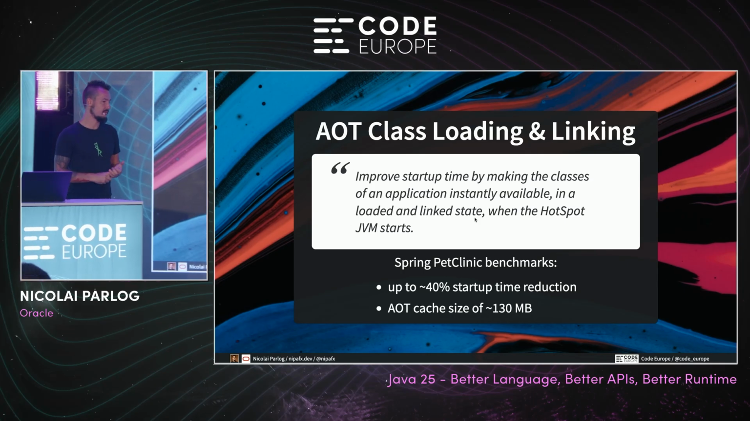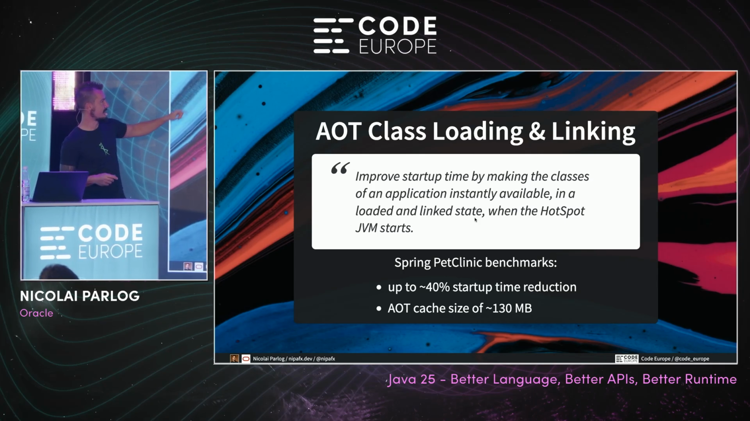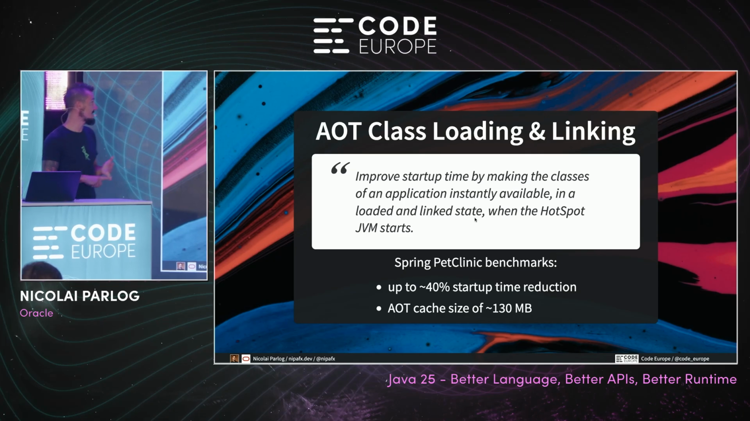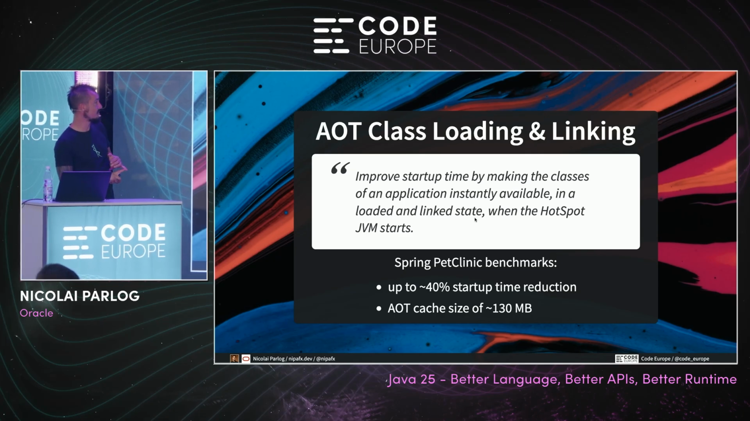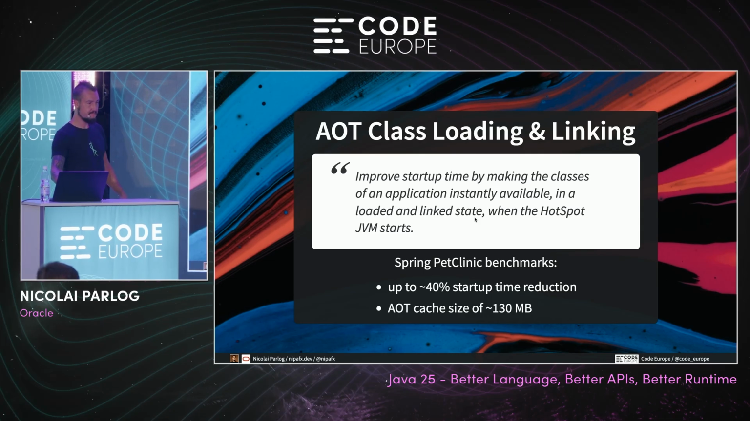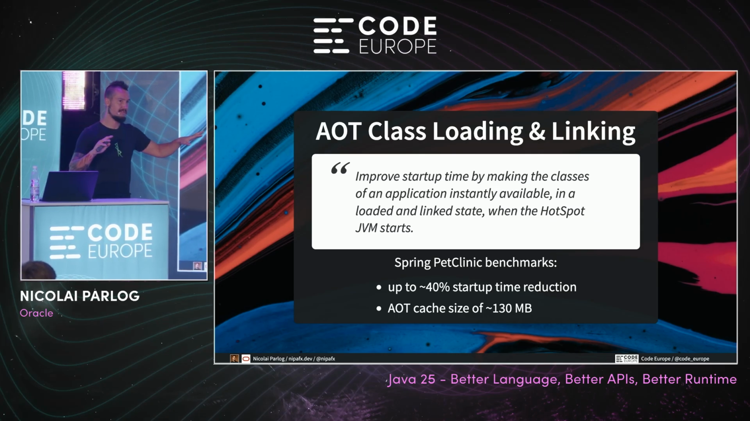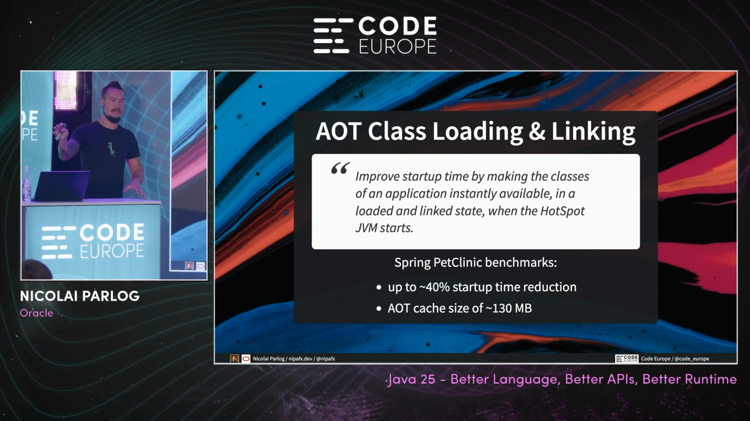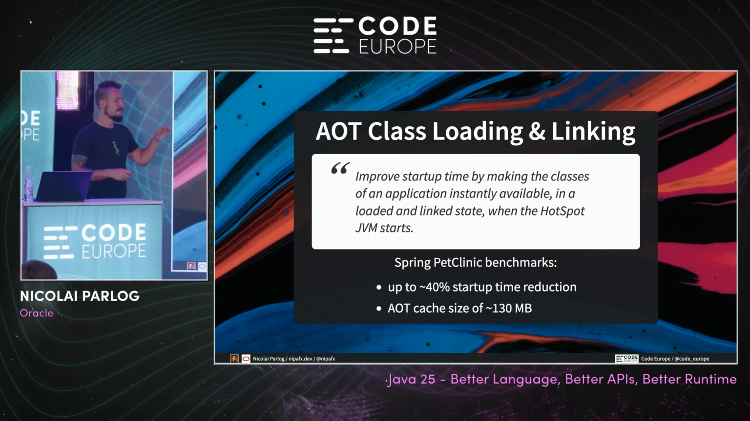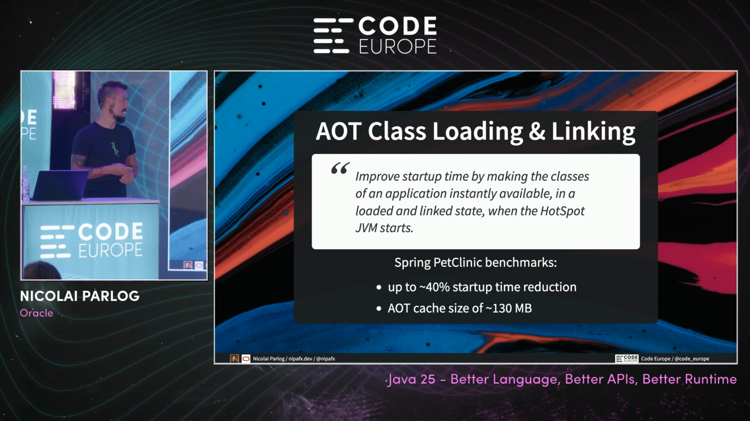Since JDK 24, what you get is class loading and linking ahead of time, which improves startup time by making the classes of an application instantly available in a loaded and linked state when the HotSpot JVM starts. And as an example, benchmarks are always dangerous, right? This is not a promise of what will happen in your application, but just as an example, the Spring Pet Clinic started about 40% faster that way, and the AOT cache is about 130 megabytes, just so you get a little bit of an idea.